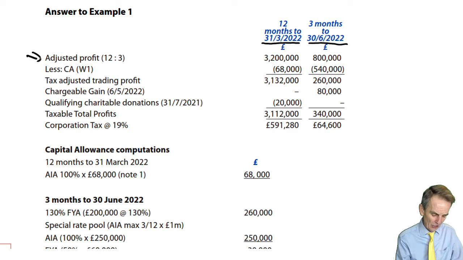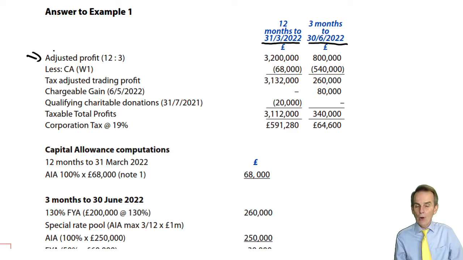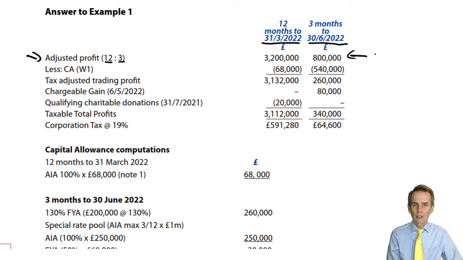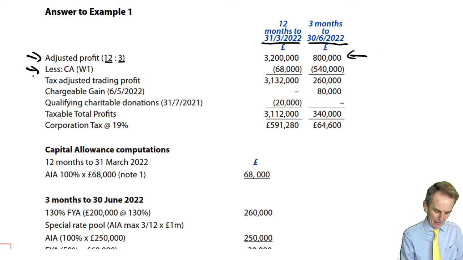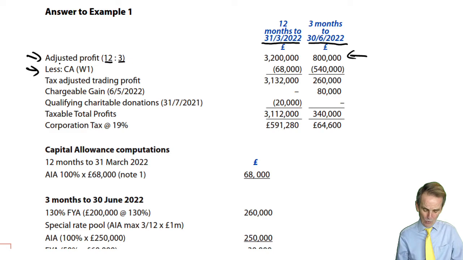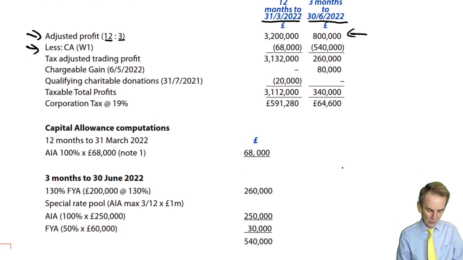We know that the adjusted trading profit, prior to the deduction of capital allowances, is simply time apportioned, and that being out of the 15-month period, 12/15 and 3/15 respectively, which all being well is the numbers that we see there, some 3.2 million and £800,000 respectively. I'll come back to the capital allowances because that needs a separate working, of course. That would then give us the tax adjusted trading profit.